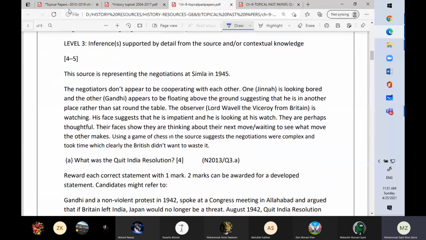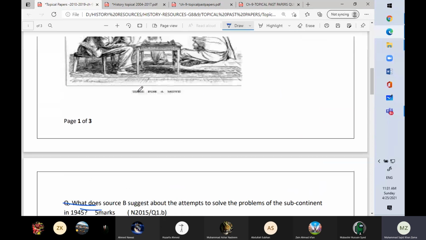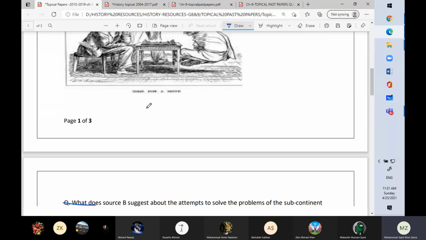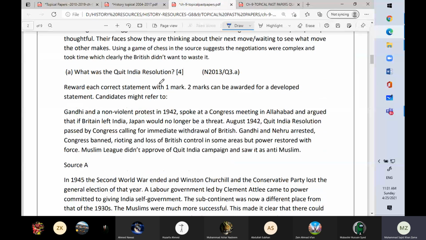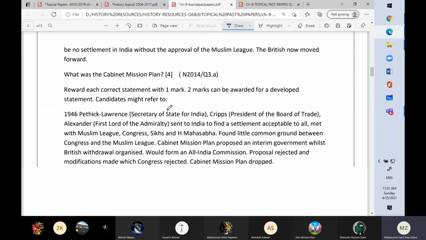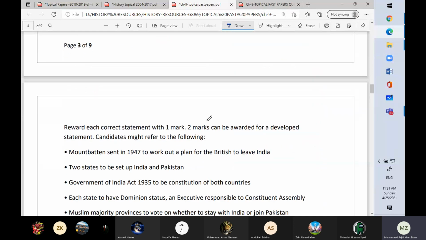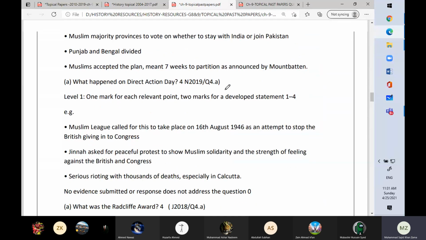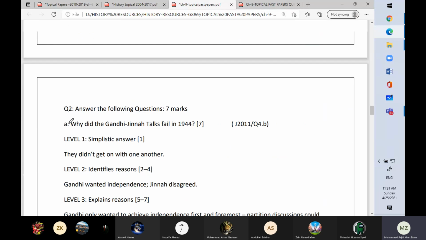Okay, now this question I wanted to, this one, source. What was the Quit India Resolution? Again, this question is here. Moving forward, what was the Cabinet Mission is not part of our syllabus right now. June 3rd is not there. Direct Action Day is not there. Radcliffe, no.